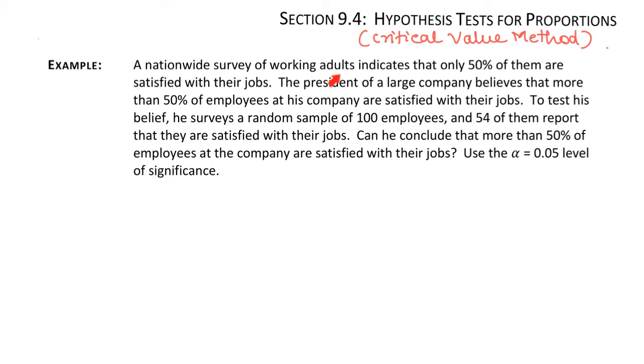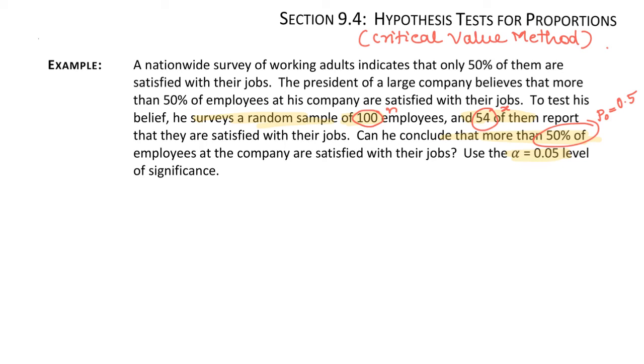A nationwide survey of working adults indicates that only 50% of them are satisfied with their jobs. The president of a large company believes that more than 50% of employees at this company are satisfied with their jobs. To test his belief, he surveyed a random sample of 100 employees, and 54 of them report that they are satisfied with their jobs. So can he conclude that more than 50% of employees at the company are satisfied with their jobs? Use alpha equal 0.05 level of significance.